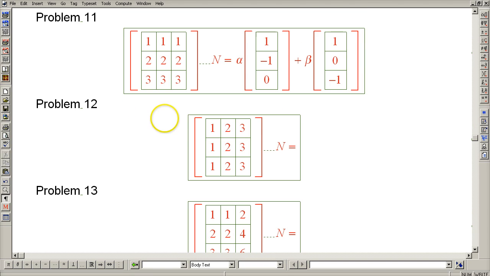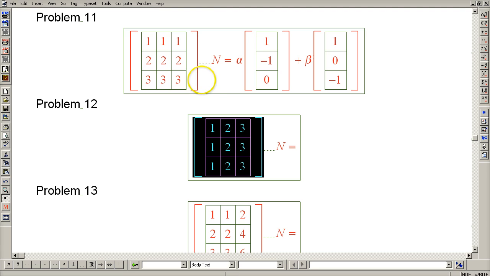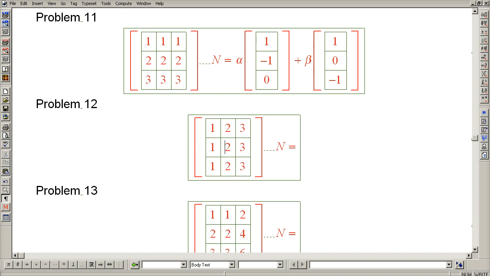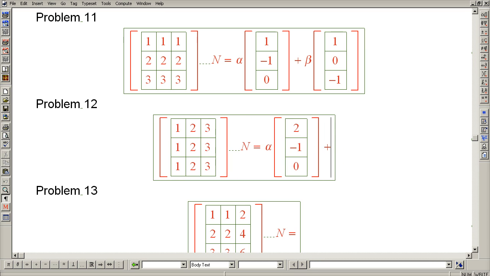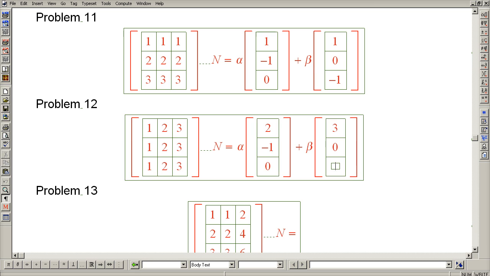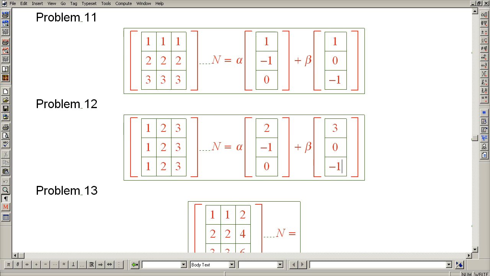Problem 12. The matrix in problem 12 is once again the transpose of the matrix in problem 11. But the relationships among the columns are now different. The first relationship is that the second column is twice the first column. And the second relationship is that the third column is three times the first column. Therefore, the corresponding elements in the null space are 2, negative 1, 0, and 3, 0, negative 1.